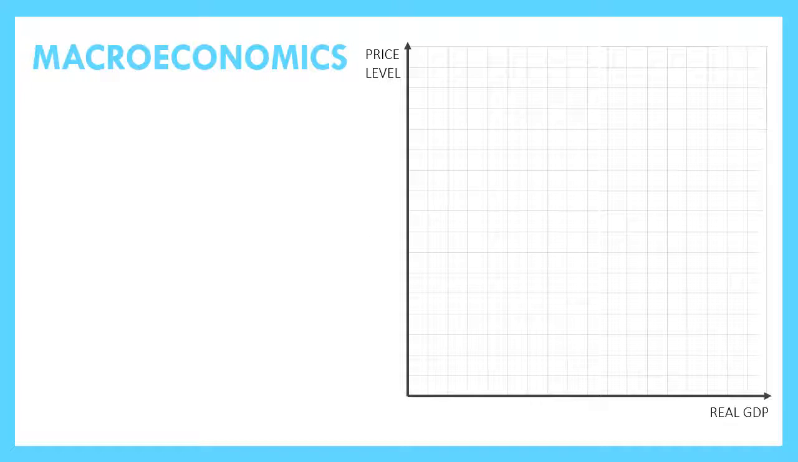So first of all, what we need to do is remember, what does our graph look like? And in micro, we had labeled our axes a little bit different. We had right here, we had price, and here we had quantity. Now we're going to keep it similar.